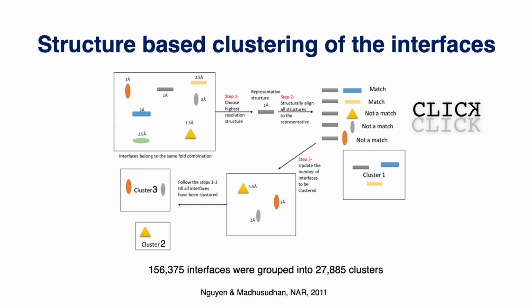So we have all the interfaces in a particular fold combination in the square box, which contains rods, circles and triangles. We choose the one with the highest resolution, which is the gray rod, and what we do next is structurally align all of them using our superimposition tool called Click, which was developed by Min in the lab. And we see all the rods are matched to it, while the triangles and the ovals are not.